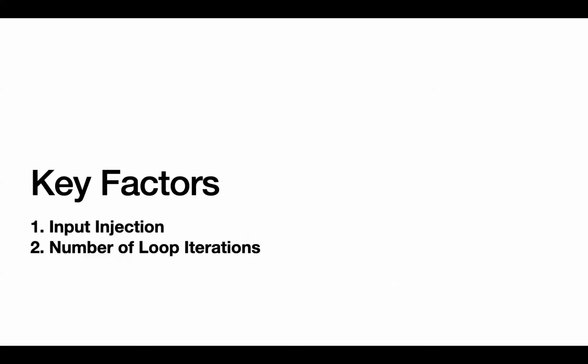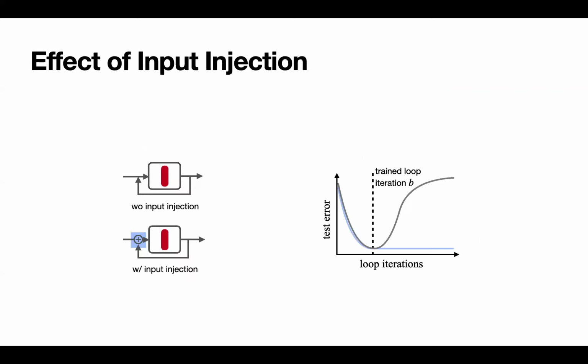Okay. Now I'm going to talk about two key factors that make the loop transformer converge, or stay at the solution it finds after passing the loop iteration it was trained on. A figure will be more helpful in explaining. Let's say the loop transformer is trained up to this iteration, and then we measure the test error when inferencing, and it may pass this number of loop iterations.